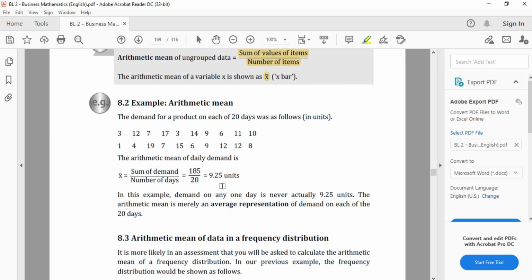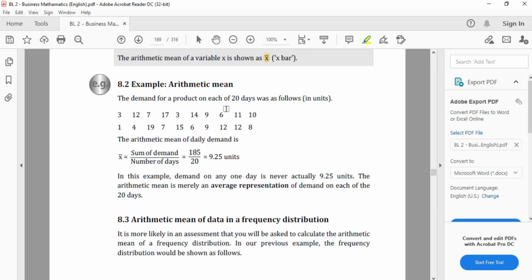So let's look at this example. The demand for a product on each of 20 days was as follows. So they have 20 items here. If you count 1, 2, 3, 4, 5, 6, 7, 8, 9, 10, 11, 12, 13, 14, 15, 16, 17, 18, 19, 20. So for each of the 20 days, they have given the demand for the product. So day 1, the demand is 3, day 2 it's 12, day 3 7, day 4 17, and so forth. Find the average demand for this product. That's how they're going to ask in your exam question.